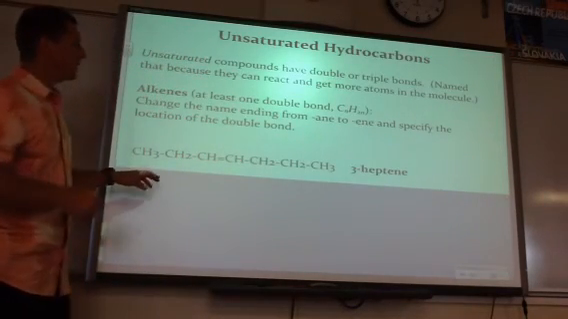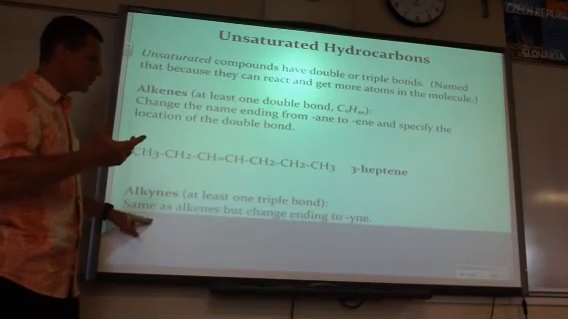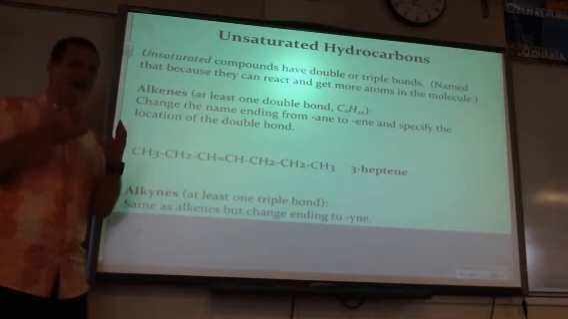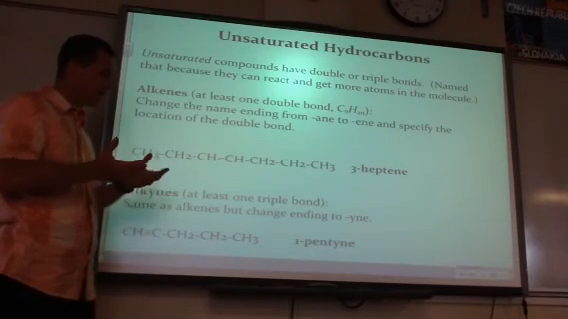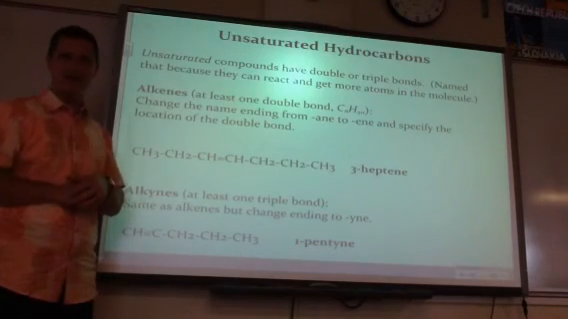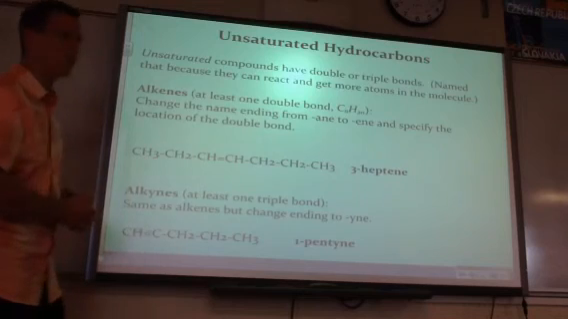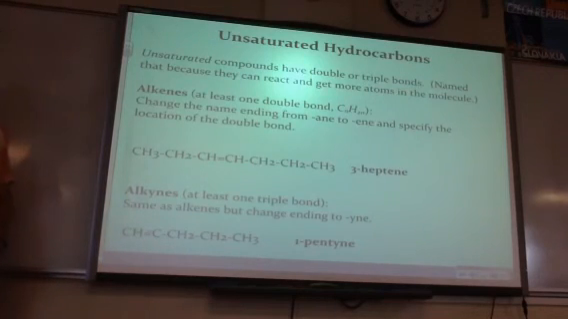That's it with the alkenes. The same thing is true for the alkynes. Alkyne means that there's a triple bond somewhere in there, and so the name of the compound would end with yne for that. And of course, you have to identify where the triple bond is.